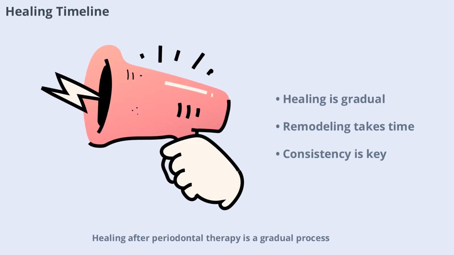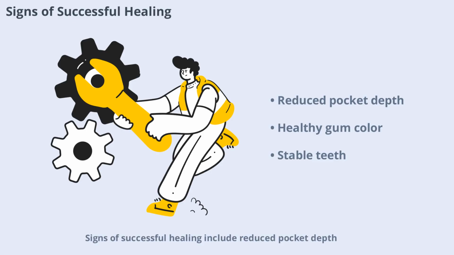Healing after periodontal therapy is a gradual process. Initial closure of the wound may occur within days, but true regeneration and remodeling can take weeks or even months. Patience and consistent care are necessary for the best results. Signs of successful healing include reduced pocket depth, healthy gum color, and stable teeth. Absence of bleeding and discomfort are also positive indicators. Dentists monitor these signs during follow-up visits to ensure the healing process is on track.